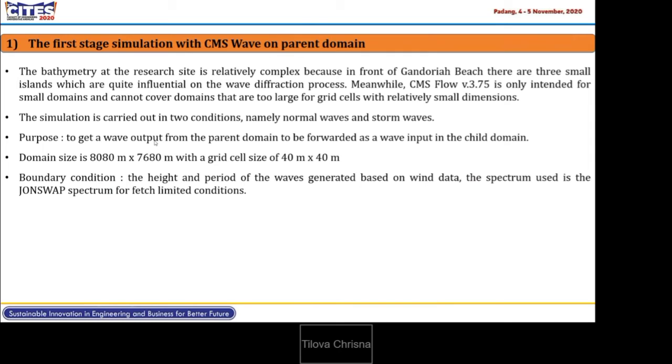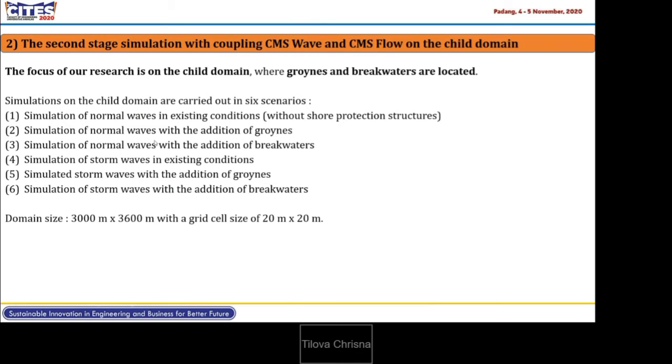The simulation in the parent domain is carried out in two conditions, namely normal waves and storm waves, and we only use CMS wave here. The purpose is to get a wave output from the parent domain to be forwarded as a wave input in the child domain. The second stage of simulation with coupling CMS wave and CMS flow on the child domain.